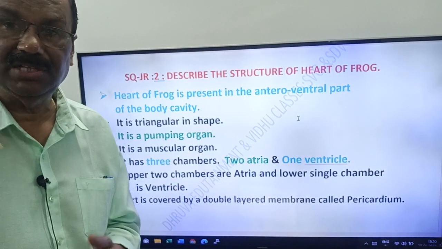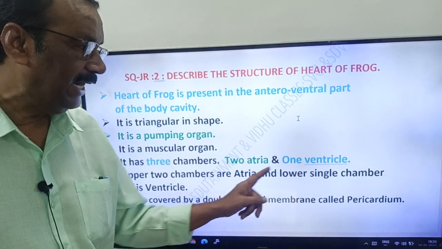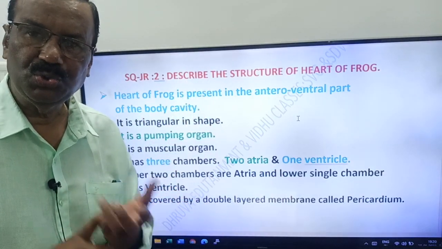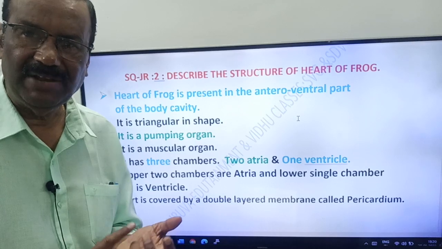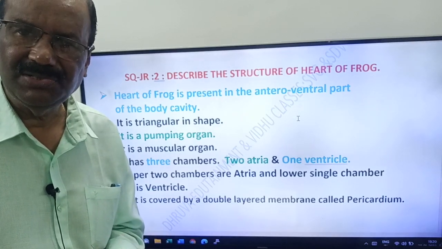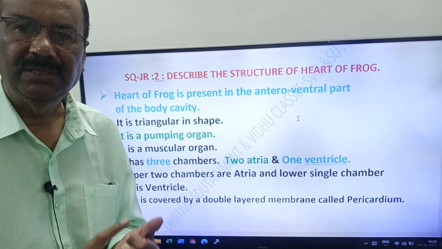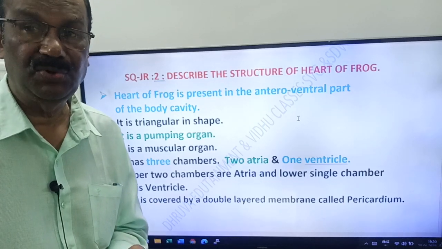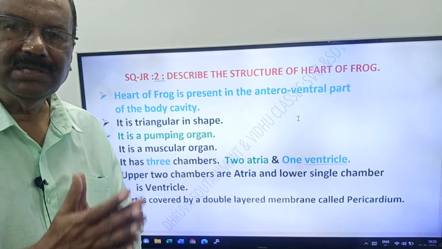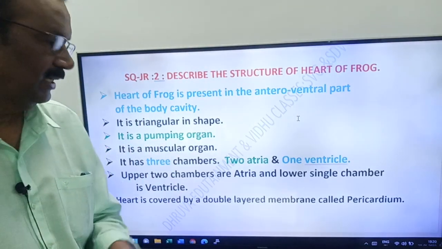What are those 3 chambers, friends? 2 atria and 1 ventricle. See, friends, heart of fish has 2 chambers. Heart of amphibians or frog has 3 chambers. Heart of reptiles has 3.5 chambers. Heart of birds and mammals has 4 chambers. You have to remember it, friends. So here, frog's heart has 3 chambers.